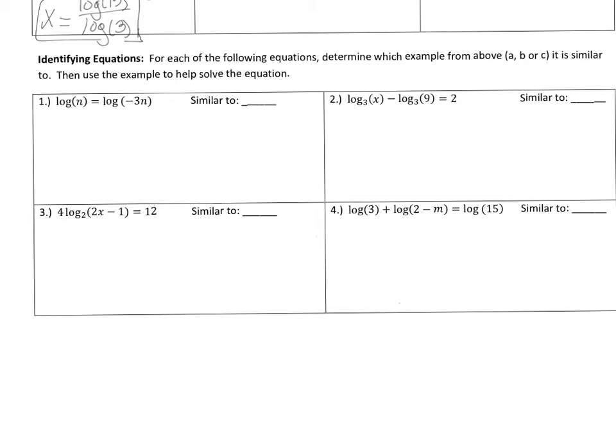So in number 1 here, we look and see there's logs on both sides of the equation, which is exactly like what we solved at first, so that would be similar to example A that we did up above, and we would make sure that there's only one log on each side, and then we can drop them. So right away we find that n is equal to negative 3n, because we can drop both of those logs. And then to solve, I add 3n to both sides. So 4n equals 0, so naturally n has to equal 0.